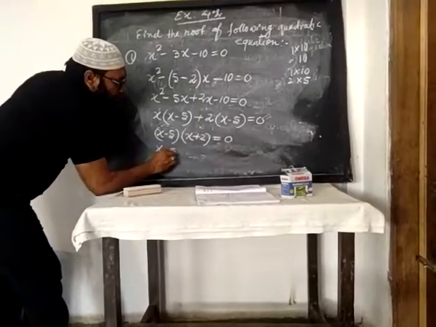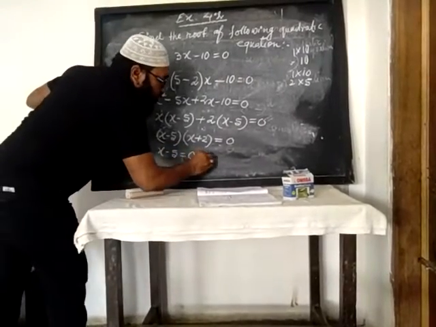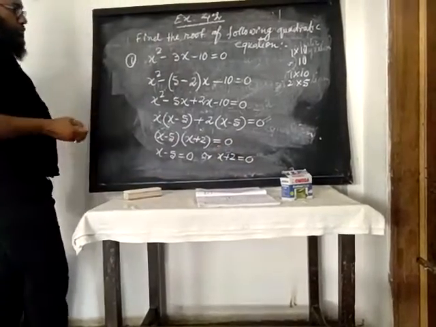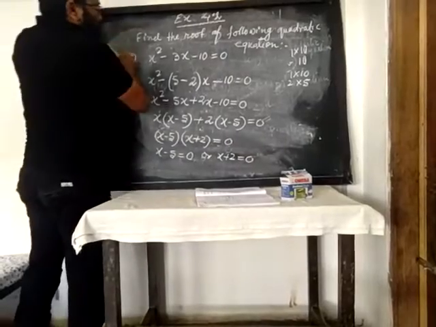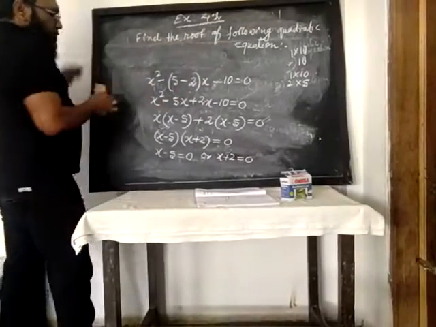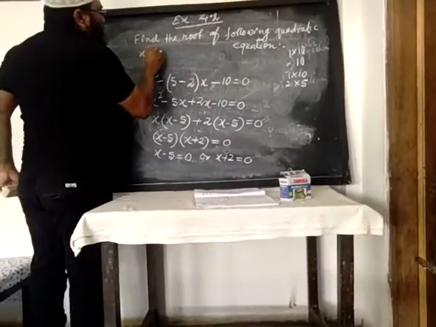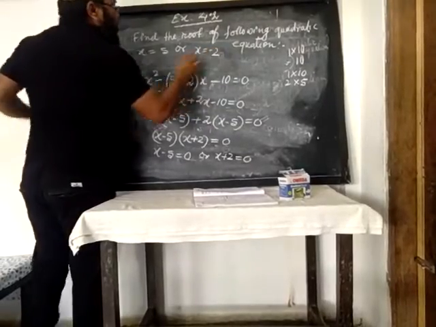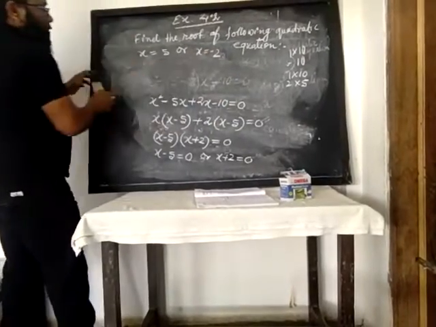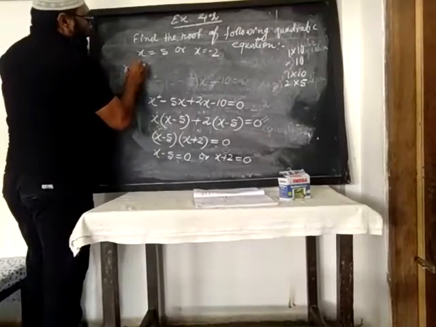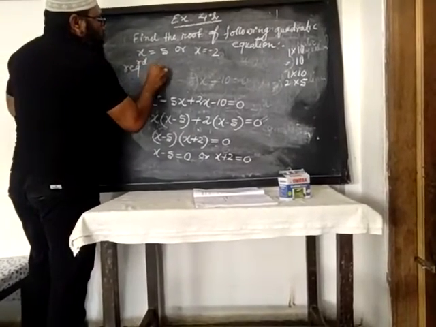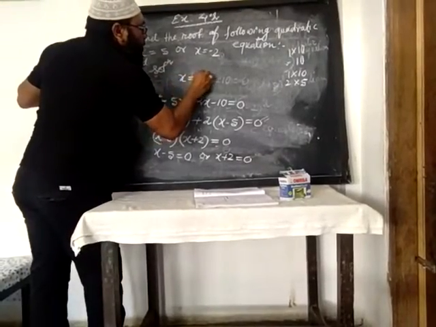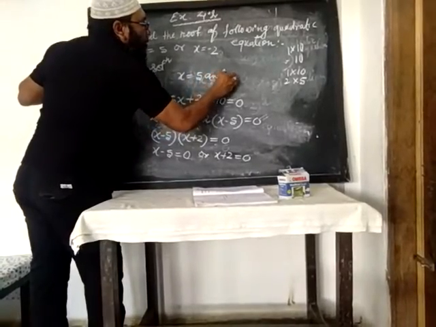x minus 5 equals 0 or x plus 2 equals 0. x equals 5 or x equals minus 2. Required solution: x equals 5 and minus 2.